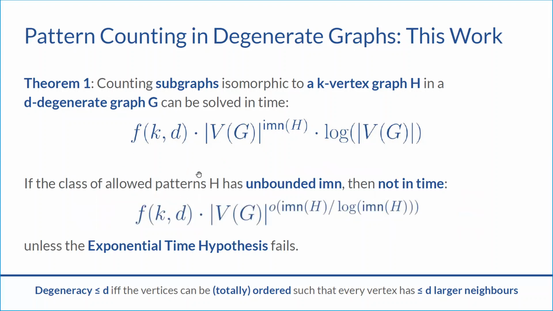So we proved that whenever the class of allowed patterns has unbounded induced matching number, then there is no function f for which you can solve the problem in that time. So our lower bound in the exponent is asymptotically tight up to this factor of 1 over log of the induced matching number. And this shows that the induced matching number, again up to this factor of 1 over log, is really the best exponent you can get in that setting, if you assume the exponential time hypothesis.